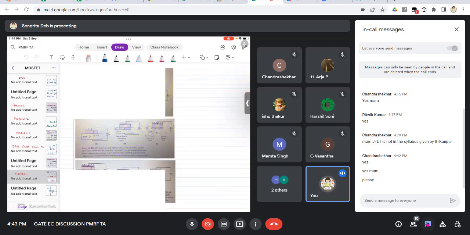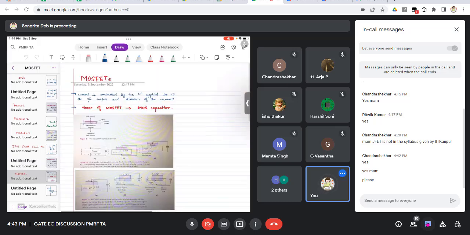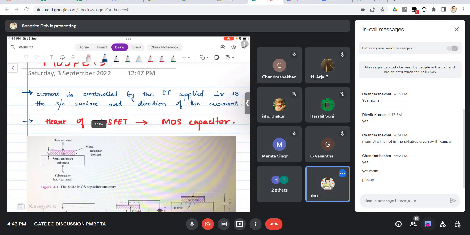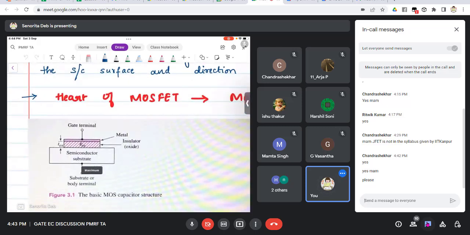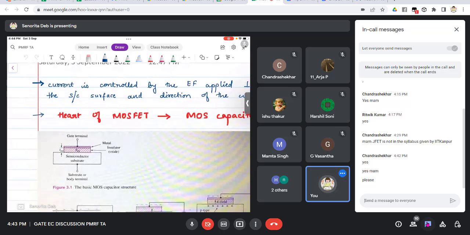MOSFET's basics we will first see. So MOSFET is a metal oxide semiconductor. Basically there is a metal, there is an oxide, and there is this semiconductor substrate that you are seeing here right now. The terminal connected to the metal is the gate terminal. Then there is this insulator, which is the oxide, and there is this semiconductor, which is the substrate. This is also a body terminal.